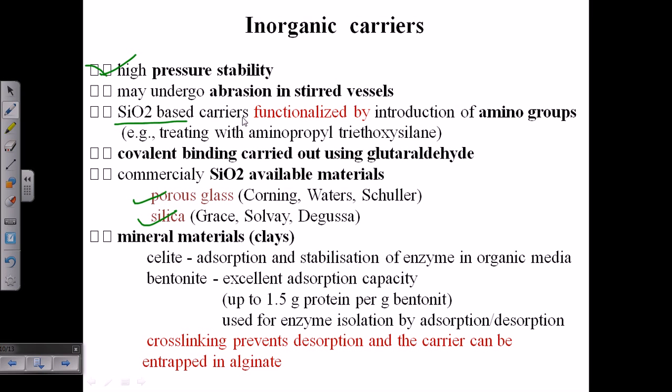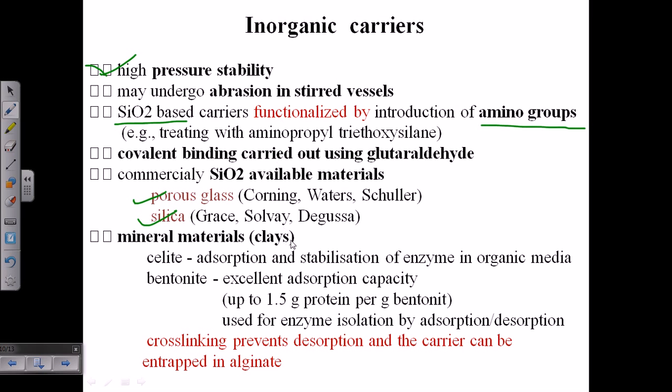Now we need to functionalize or activate this carrier, and to activate the carrier what we do is introduce amino groups onto the carrier. Otherwise the enzyme may not be attached to it. So we need to provide amino groups to make it functionalized, then we provide the enzyme which is going to attach to this particular inorganic carrier.